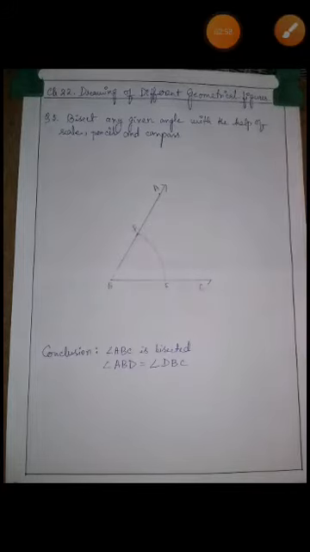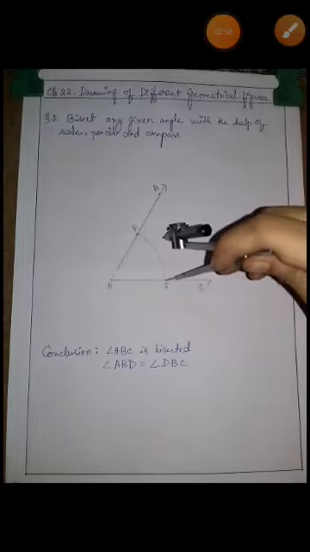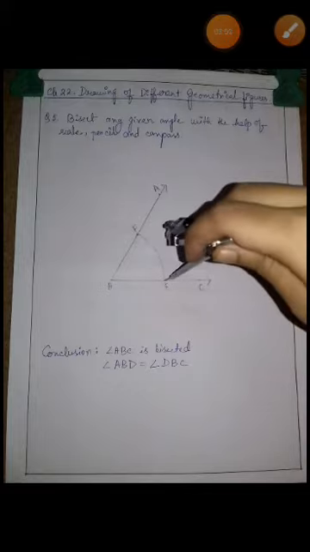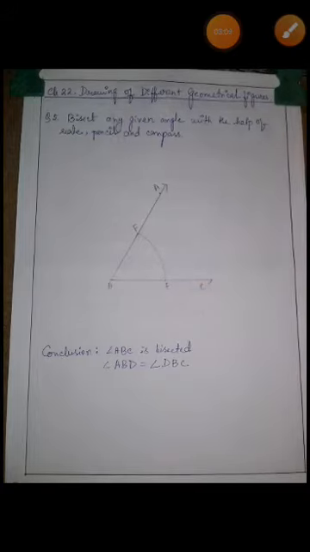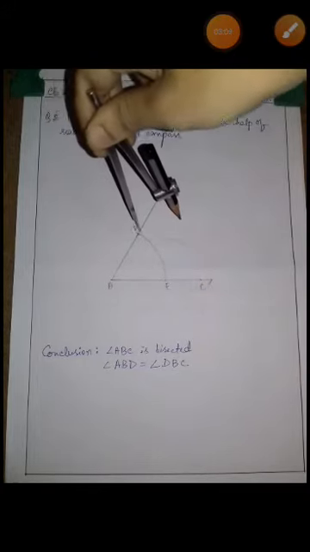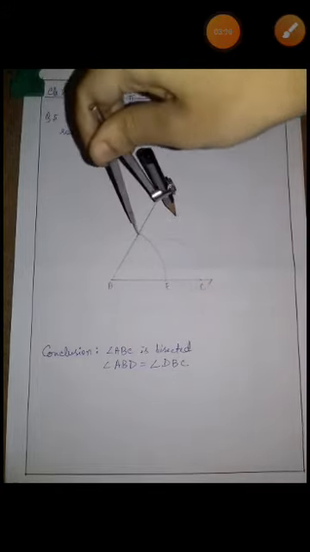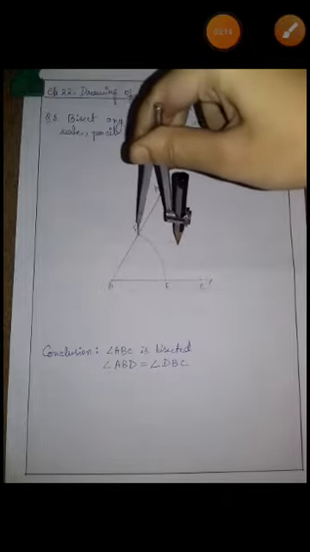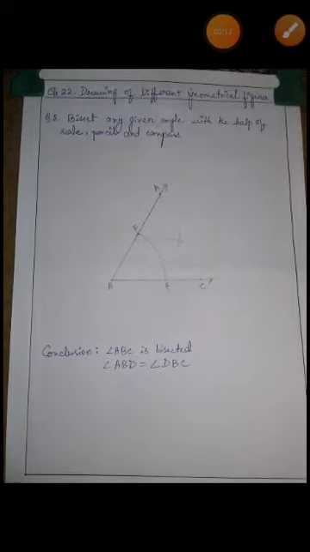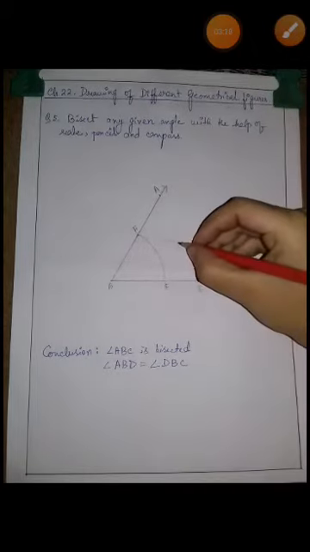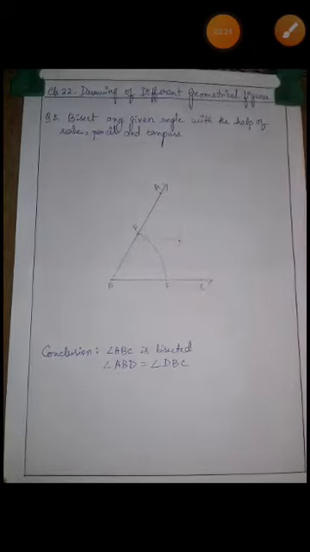So taking the length of the arc as more than half, you are going to draw an arc like this. Again, you are going to place the pointer at F and with the same measurement, make sure that the arc length does not change. Then you cut over here. Now you are getting a point of intersection.